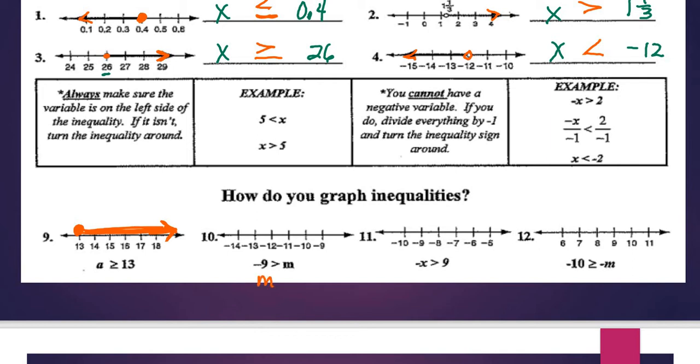Now on number 10, I see the variable is on the right-hand side. So I'm going to flip everything around, including the symbol. And now I can graph it. So now there's no equal, so this is an open circle, and the arrow points to the left. Now on number 11, I see that I have a -1 x, so I'm going to divide this side by -1, this side by -1.